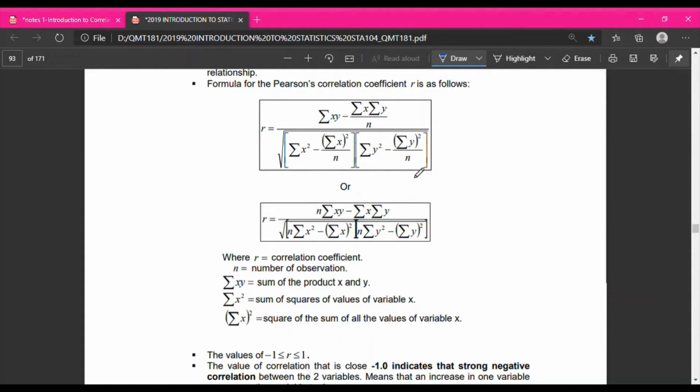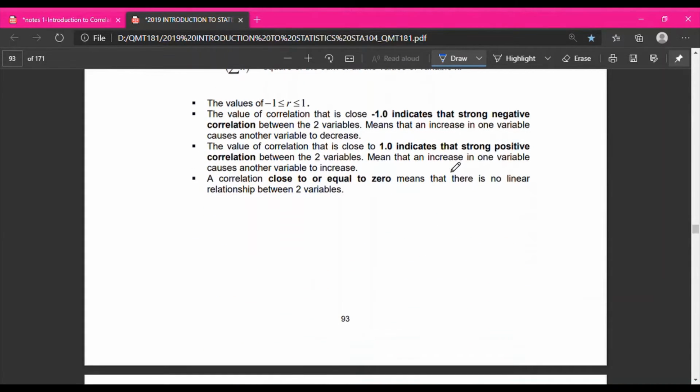So, hati-hati, biasanya student buat kesilapan, dia tak letak square root kat bawah ni, tertinggal. Kat sini ada square root the value. Ataupun we can use this formula, tak kisah mana-mana pun boleh. Beza kat sini, just dia letak n di depan. Dia tak ada n kat sini. So, either one will give the same value of r. Okay. So, the value of r ni will lie between negative 1 and 1.